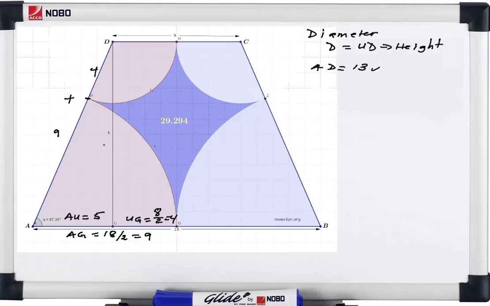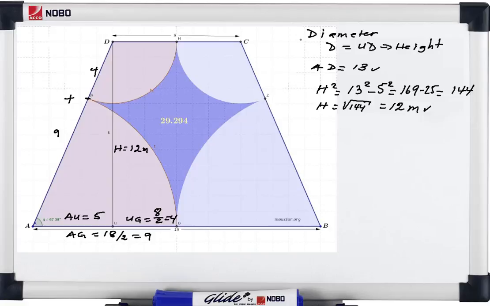Now we can find the height here. The height H squared is equal to AD squared, that is 13 squared, minus AU squared, which is 5 squared. That is 169 minus 25, which is 144. So that is our height squared. The height is equal to the square root of 144, which is 12, because we just have positive numbers. So we have H of 12 meters.